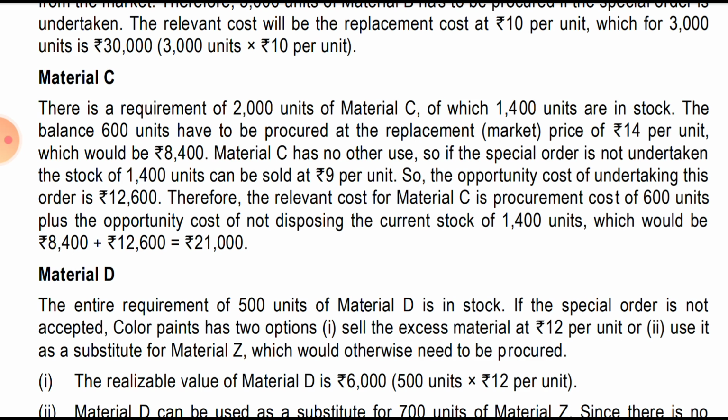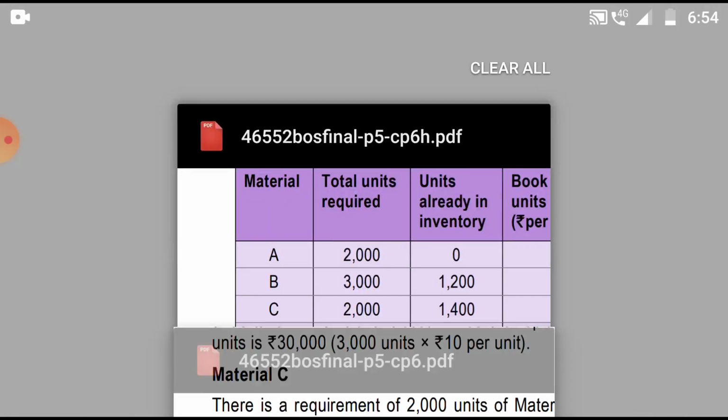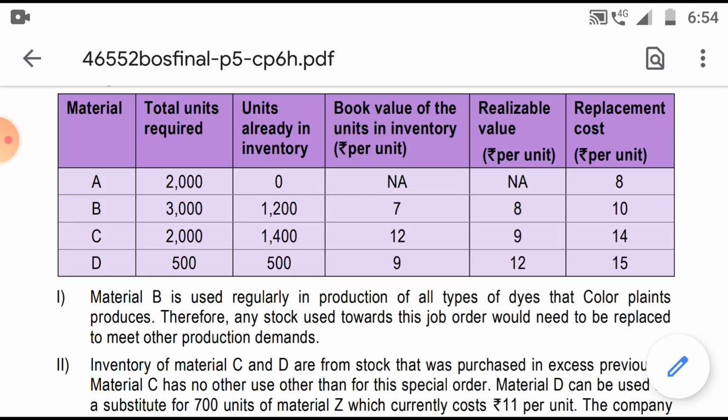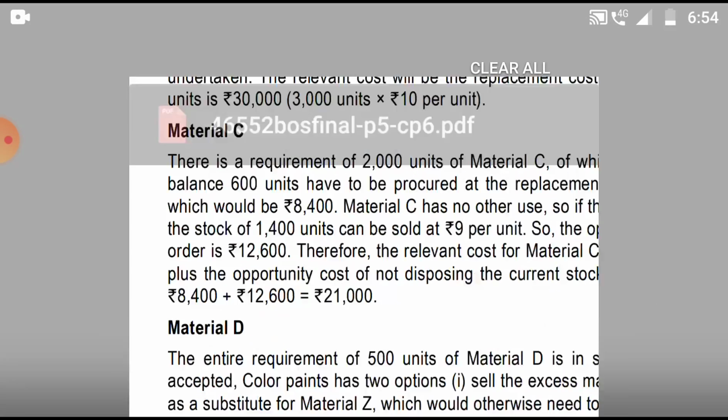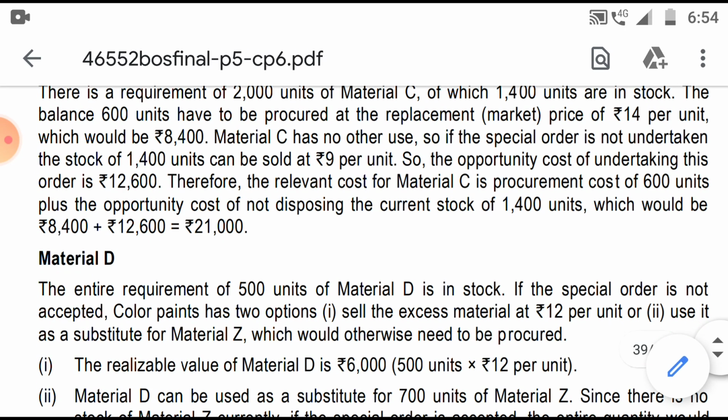Material C has no other use, so if the special order is not undertaken, the stock of 1400 can be sold at 9 per unit. See, 1400 will be multiplied by 9, as I said, the realizable value, and the remaining 600 will be multiplied by 14, the replacement cost. So the opportunity cost of undertaking this order is 12,600.